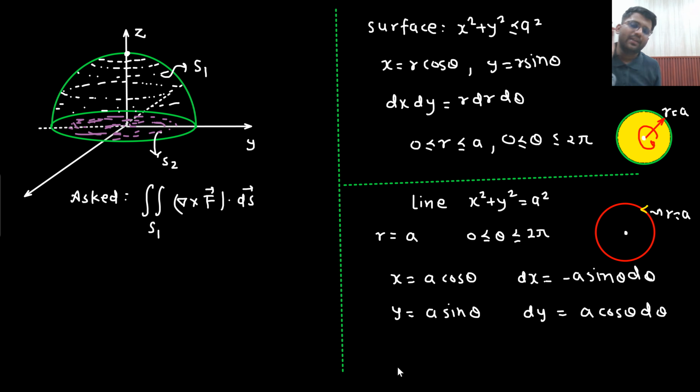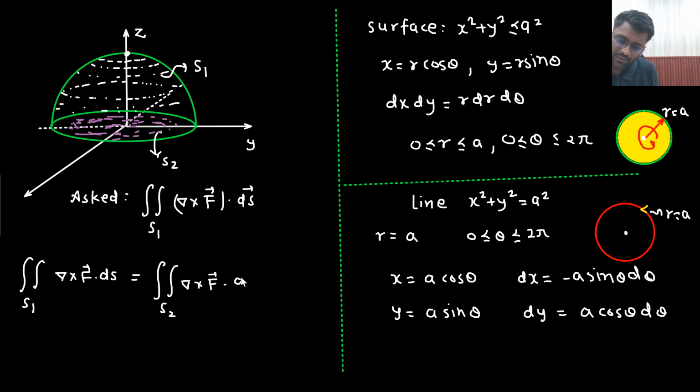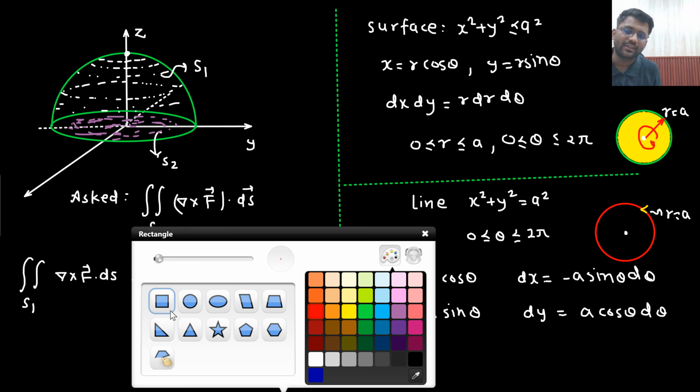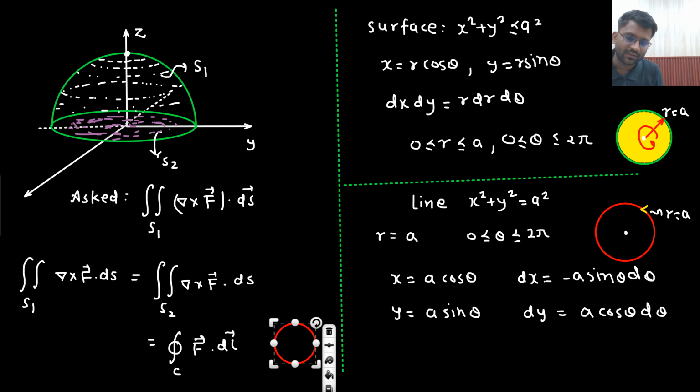Sir, all the analysis I did, I am doing the analysis for the last 45 minutes. Then from here I get to know that, sir, even if I calculate it for S1 del cross F dot ds, that would be the same as if I calculate for S2, del cross F dot ds. And it would be the same as the closed line integral F dot dl for the curve C, where the curve C is nothing but this curve in the xy plane. Is that understandable to you or not?